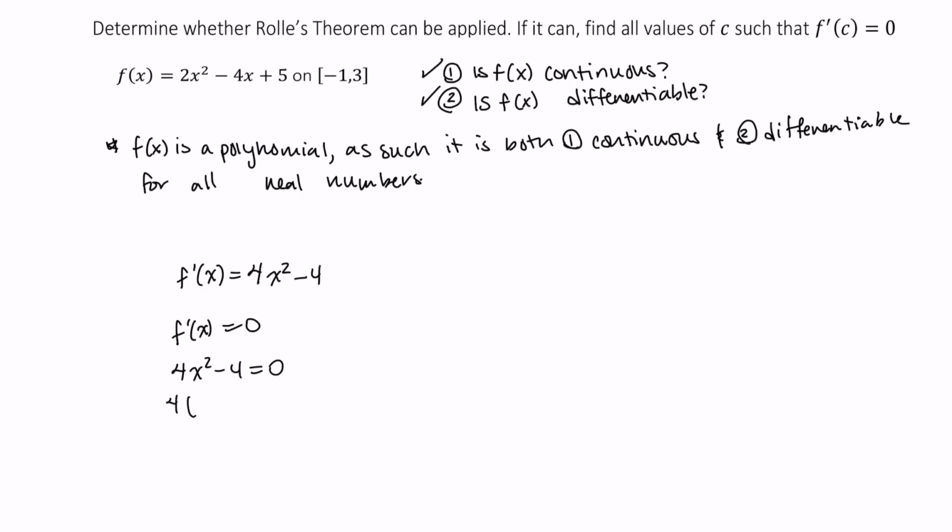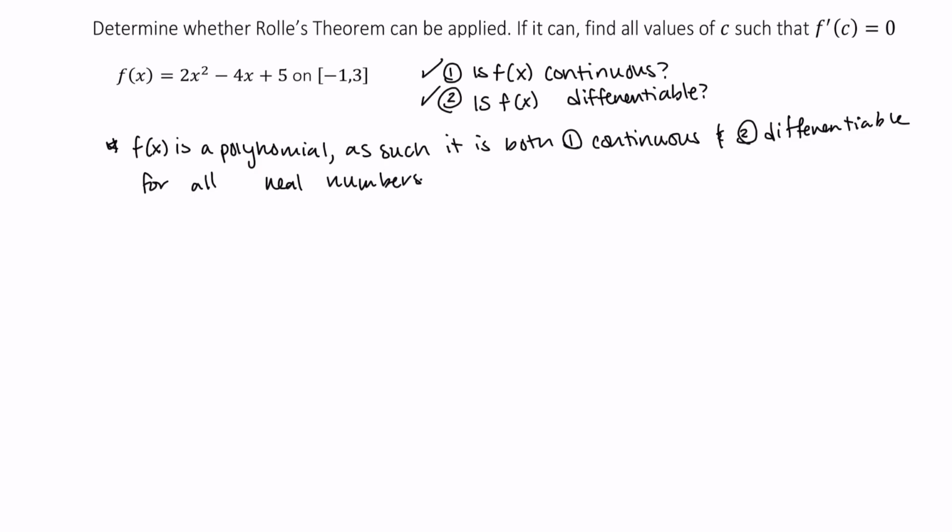Well, that will occur wherever 4 times x squared minus 1 is equal to 0. So let's factor this difference of squares: x minus 1, x plus 1 equals 0. So there's two candidates for c, that is x equals 1 and x equals negative 1. Now let's go ahead and evaluate both of these.